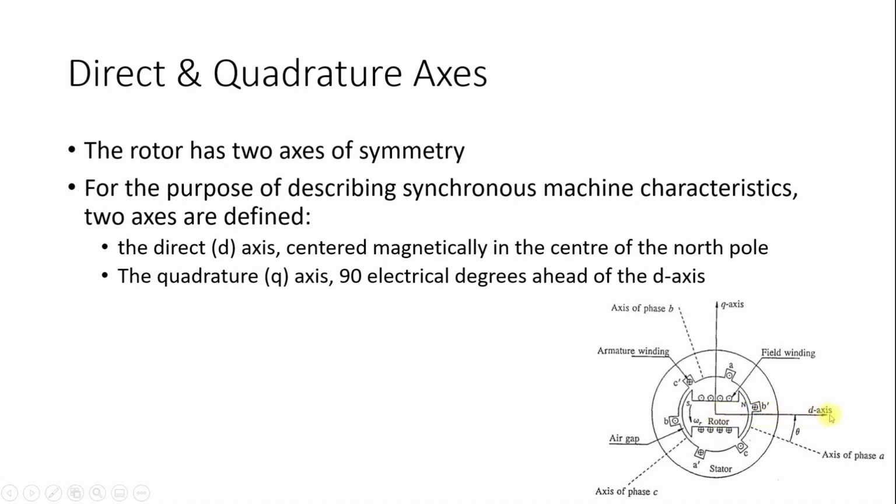This is known as the direct axis, and there is another axis exactly 90 degrees to this D axis, known as the quadrature axis. So for the purpose of describing synchronous machine characteristics, two axes are defined: the direct axis and the quadrature axis, as I told you. We convert all the physical attributes, the axis of phase A, phase B, phase C, the air gap and everything, and transform them into the DQ axes.